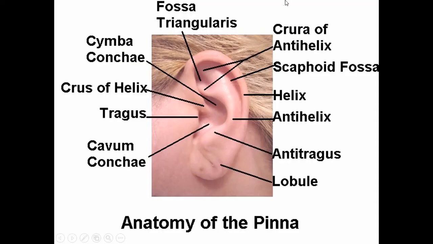Now here is a picture which is showing different parts of the pinna: this being the crus of helix, the helix, and the two crura of antihelix, the tragus, the ear lobule, and the depressions like cavum concha, cymba concha, and the triangular fossa.